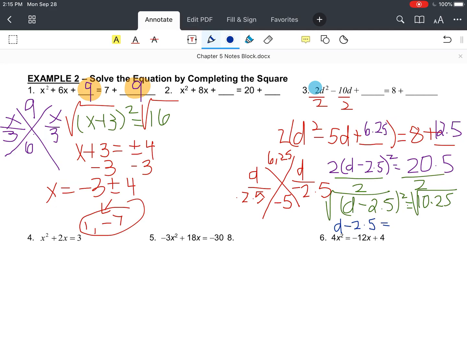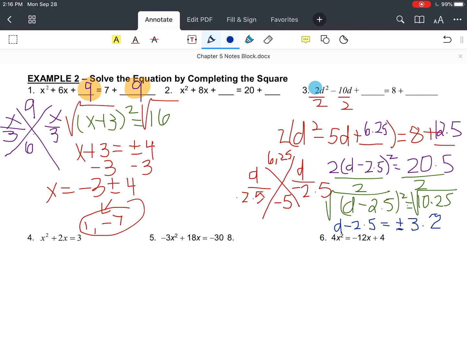So this is now where you can decide, do you actually just want to get the number? Do you want to leave it in square root? This is a decimal, so we might as well just get the number and not leave it in the square root because it's not a pretty square root to begin with. So it's going to be plus or minus 3.2. That's the square root of 10.25. Last step, you're just going to add 2.5 to both sides, and then you can use your calculator to find that answer. So that's how you solve it when you have a term. You have to divide it out like a GCF.